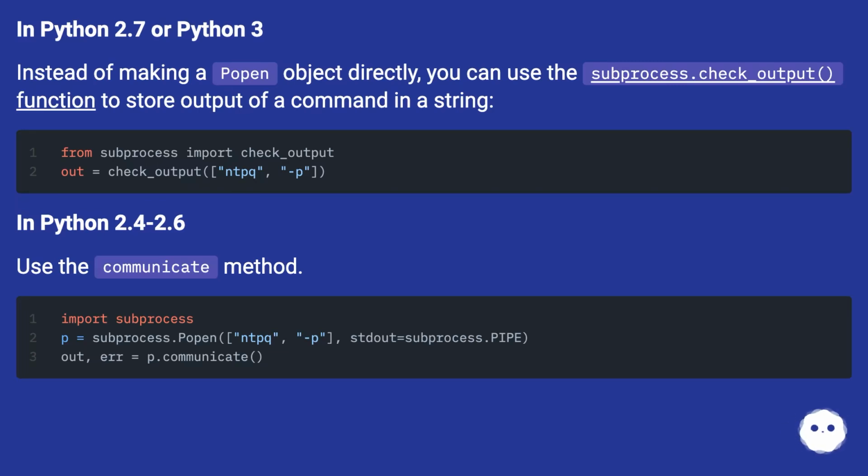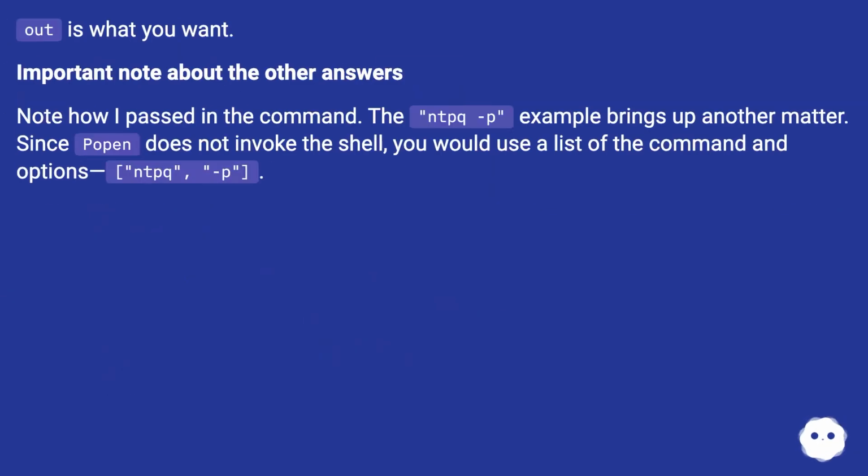In Python 2.7 or Python 3, instead of making a Popen object directly, you can use the subprocess.check_output function to store output of a command in a string. In Python 2.4 to 2.6, use the communicate method. out is what you want.